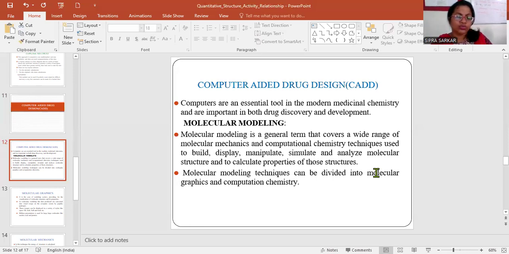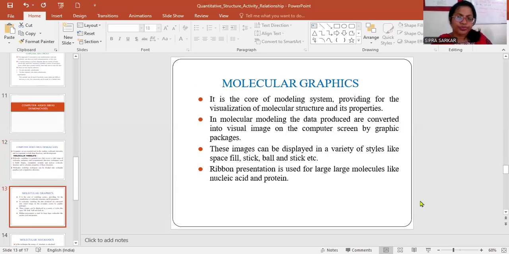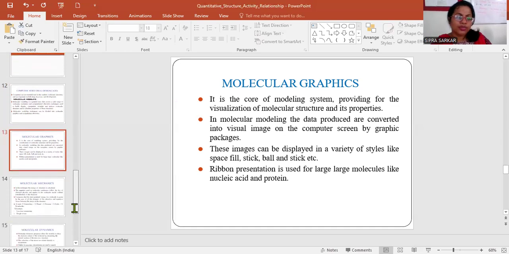That means through this molecular modeling, we can increase the drug's activity. Okay, so through this molecular modeling, first we can draw the structure, then build the structure, then display, then manipulate the structural features, then simulate the structure, and finally we can analyze the molecular structure, and their properties can be calculated. Molecular techniques can be divided into molecular graphics and computational chemistry. So through the graphical model, this drug can be synthesized.